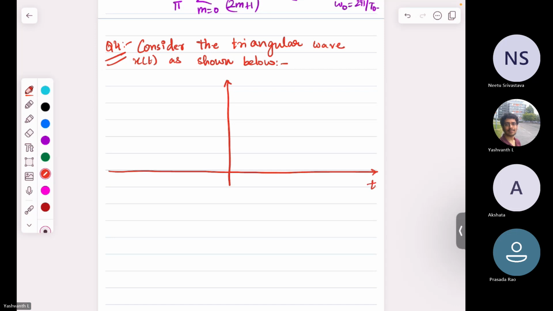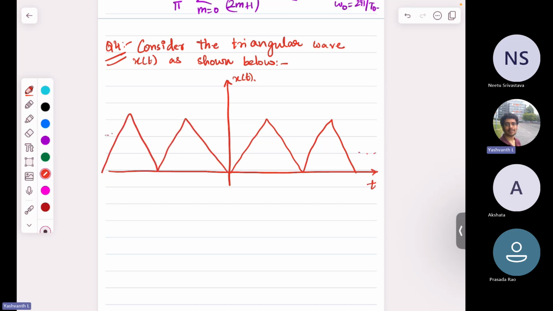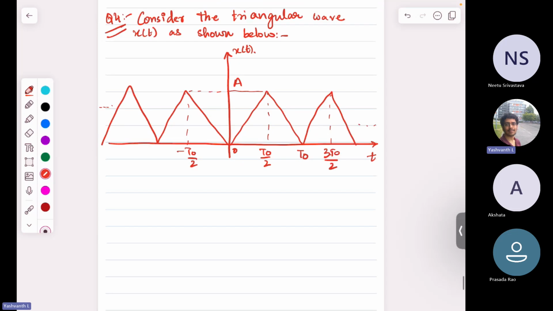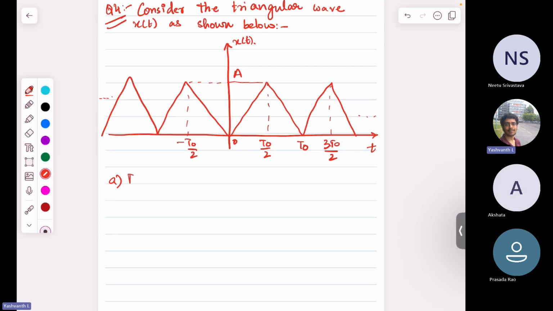x of t goes on, and similarly this also goes on. The amplitude is equal to a, and this is t naught by 2, t naught, 3 t naught by 2, and so on. Similarly, here this is minus t naught by 2, and so on. This is 0, of course.